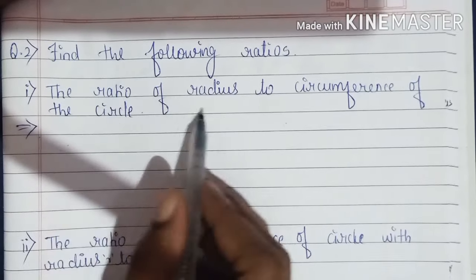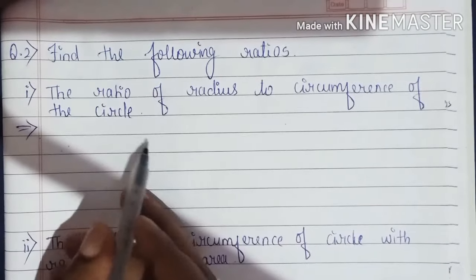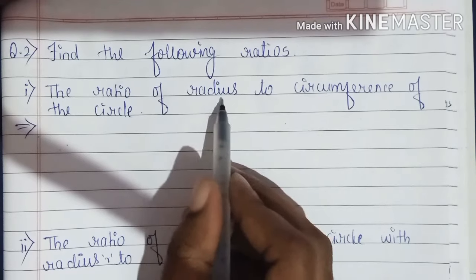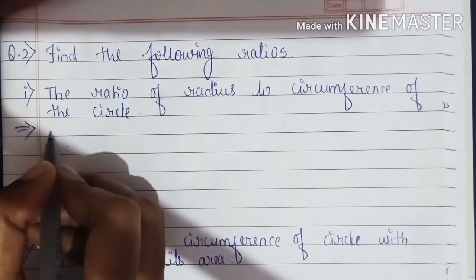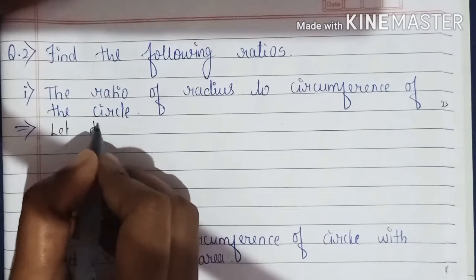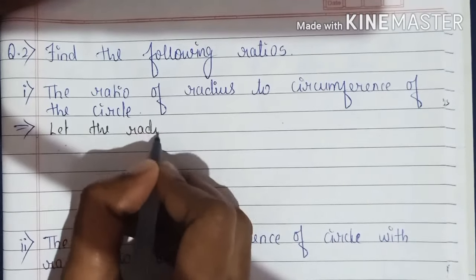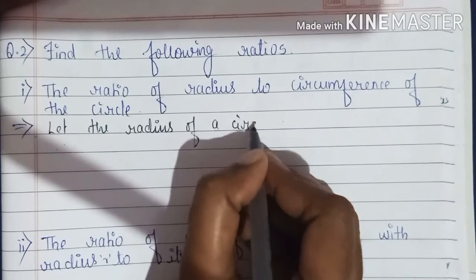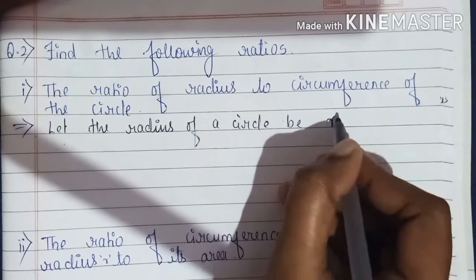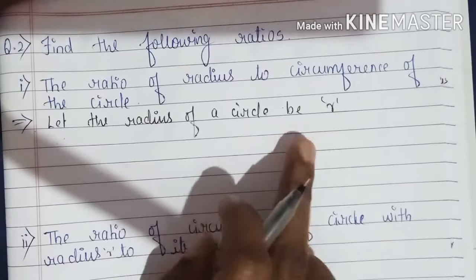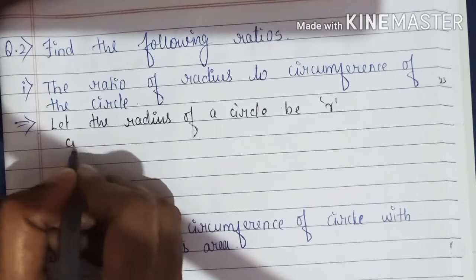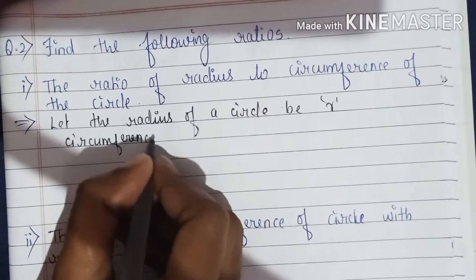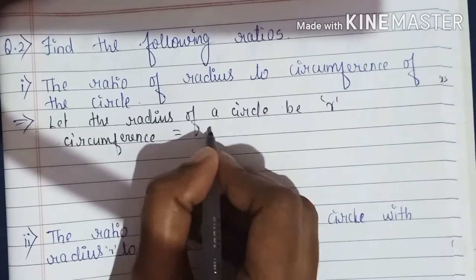The first question, the ratio of radius to the circumference of the circle. So first of all we will suppose that the radius be r. So let us consider, let the radius of a circle be r. If the radius is r, then the circumference, we know the formula of circumference of a circle. The circumference of a circle is 2 pi r.